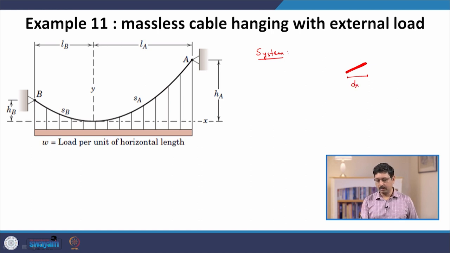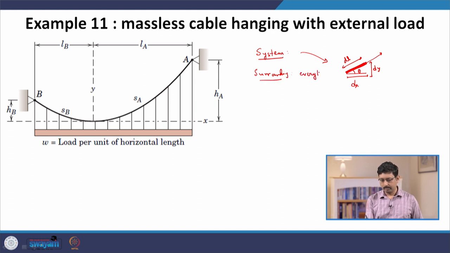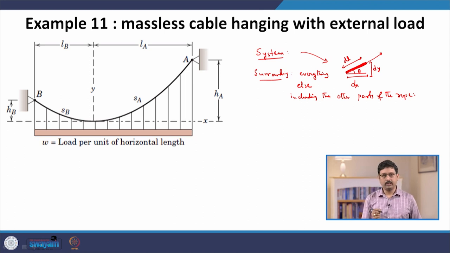Let us say the horizontal length is dx, the vertical length is dy, and this length is dl. It is a small piece of rope, and this piece makes an angle theta with the horizontal, with the x axis. Then this is the tension. So, this is my system and everything else is surrounding, which includes the other parts of the rope. Now we have defined the system and the surrounding.